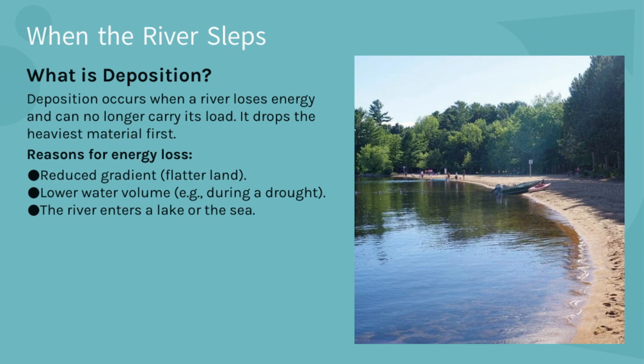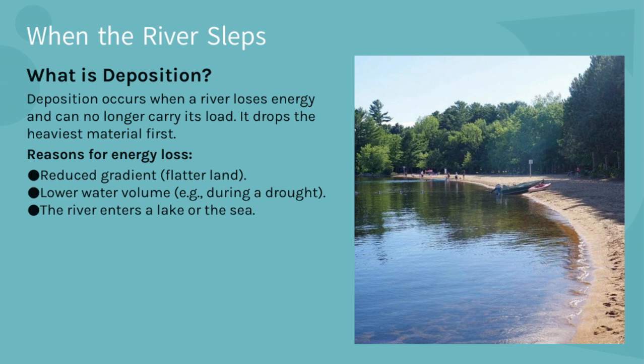There are several reasons why a river might lose energy. One reason is a reduced gradient. If the land becomes flatter, the river may slow down. Another reason is lower water volume. During dry periods or droughts, discharge may fall, so the river has less energy. A third reason is when the river enters a lake or the sea. As the river enters standing water, its velocity drops sharply, so deposition occurs.